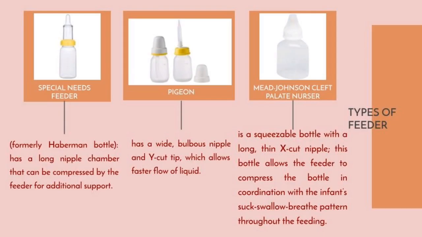The first type of feeder is the special needs feeder, formerly known as Haberman bottle. It has a long nipple chamber that can be compressed by the feeder for additional support. Next is the pigeon. It has a wide, bulbous nipple and wide cut tip which allows faster flow of fluid. Next is the Mead-Johnson cleft palate nurser. It is a squeezable bottle with a long, thin, X-cut nipple. This bottle allows the feeder to compress the bottle in coordination with an infant's suck, swallow, breathe pattern throughout the feeding.